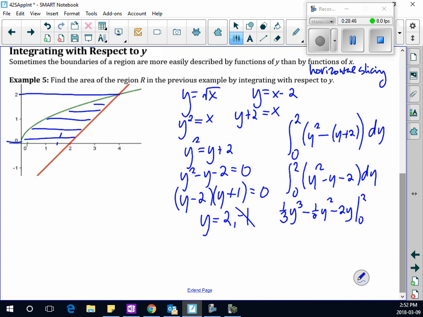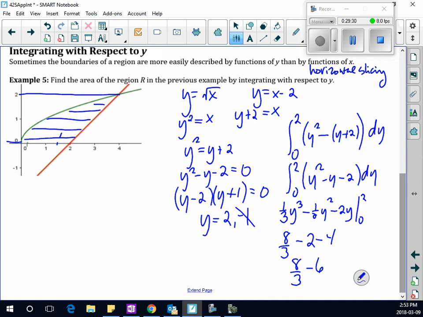You think this is going to be easier than the last way? Yeah, way easier. So 2 goes in there, we get 8/3. Minus 2 goes in there, we get 4 times a half, which is minus 2, plus 4. And then if I subtract 0, I'm not subtracting anything. Oh, sorry. Did I do something wrong? It should be minus 4, yep. So then this is 8/3 subtract 6. Oh, something's wrong then. Should we subtract 2?